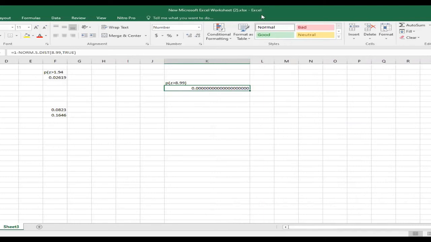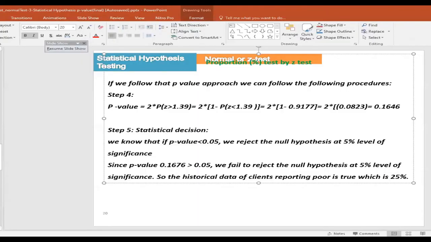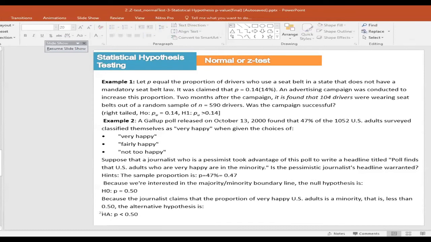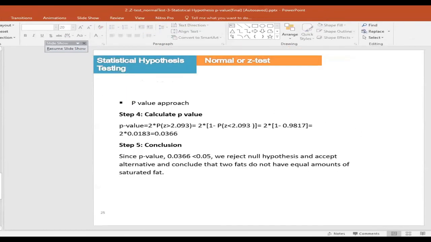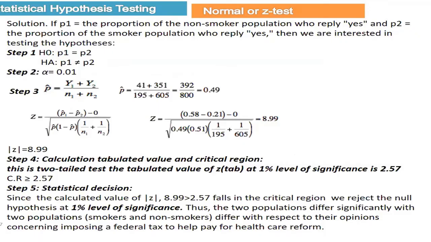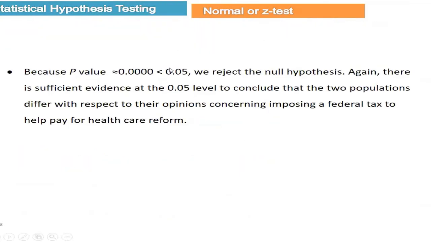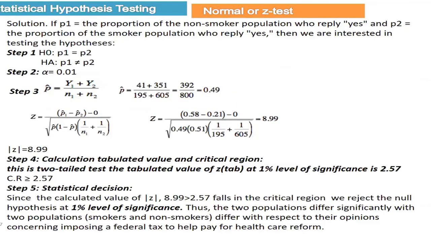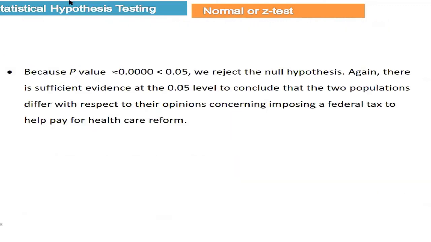So let us go to the original slide. For this value, we got almost 0. As it is less than 0.05, 1%, 5% level of significance. Sorry, it will be 5% level of significance for you.